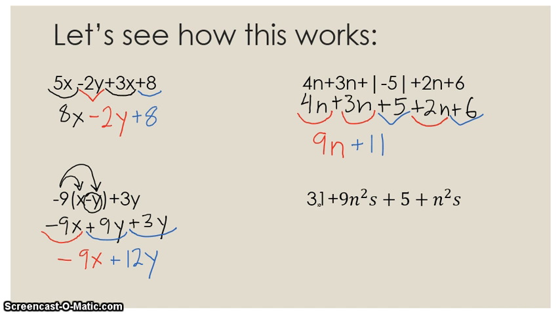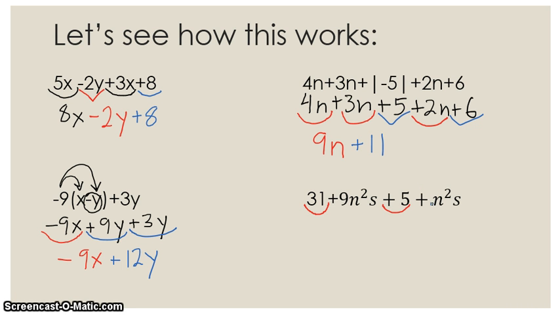And this last one might look a little bit scary at first, but it's not really if you just know what you're looking for. So 31, it doesn't have any letters, so it will match positive 5, which also doesn't have any letters. Then I have this 9n squared s. Well, here I also have n squared s. So this 9 and this n squared s right here, they match because they have the same letters and they have the same exponents in all the same places.